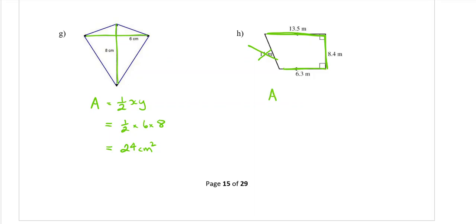So our formula for a trapezium is A equals H over 2 bracket A plus B, close bracket. The height is the 8.4 over 2, and then bracket the A and the B, the two parallel ones. It doesn't really matter which one you put first. So I'm going to go 6.3 plus 13.5, close bracket. That is equal to, when you put it in your calculator, 83.16 meters squared.